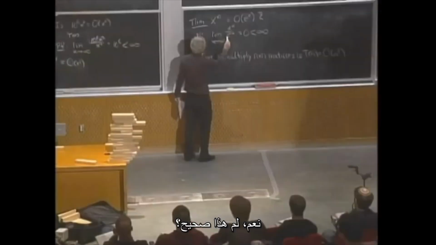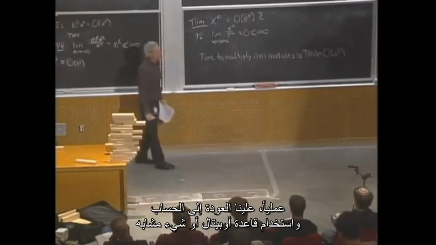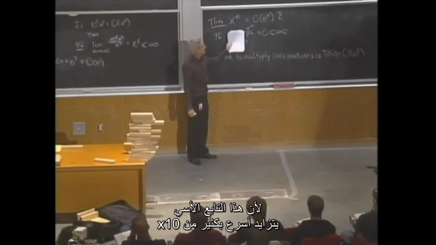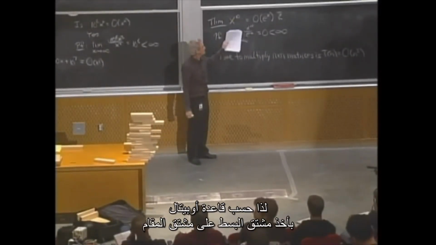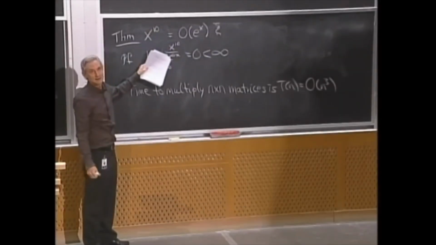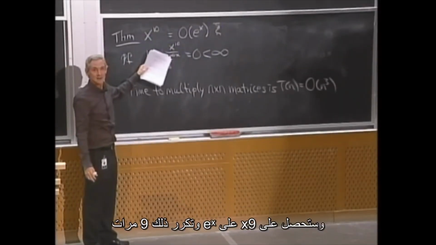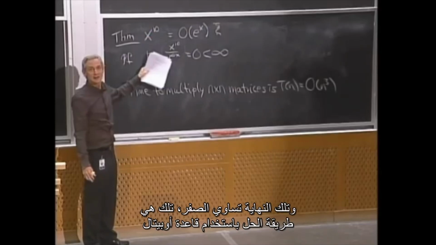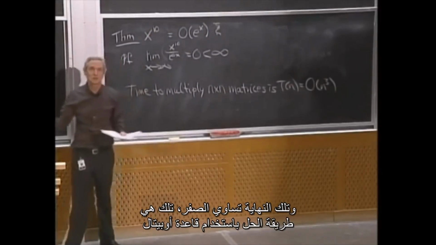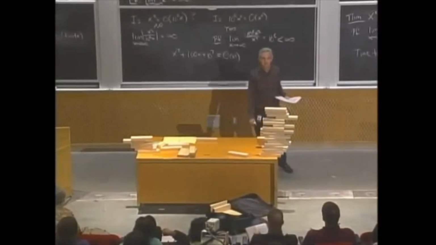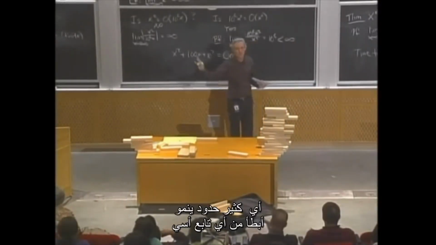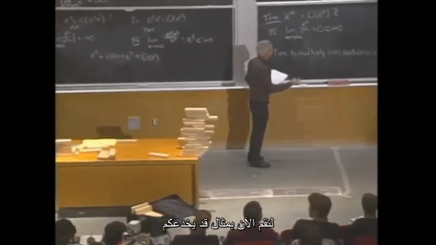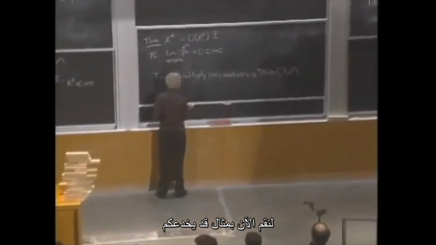Why is this true? Technically we'd have to go back to calculus and use L'Hopital's rule, because this exponential grows a lot faster than x to the 10th. With L'Hopital's rule you take the derivative of this over the derivative of that, and you'd have x to the 9th over e to the x. You'd do it 9 more times, and you'd get 10 factorial over e to the x, and that limit is 0. Any polynomial grows slower than any exponential.